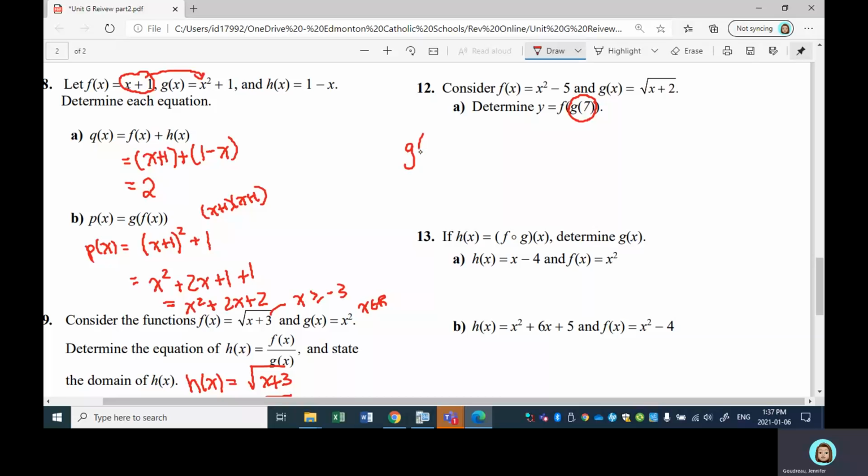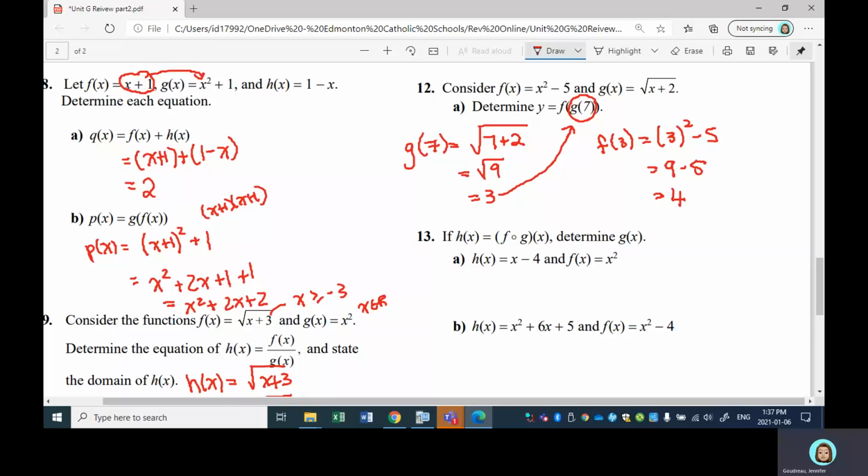Let's start there. G at 7 will be the square root of 7 plus 2, which is going to be the square root of 9, which is 3. So G at 7 is 3. Now what we're going to do is substitute 3 for the G at 7 and evaluate f at 3. F at 3 is 3 squared minus 5, which would be 9 minus 5, which is 4.